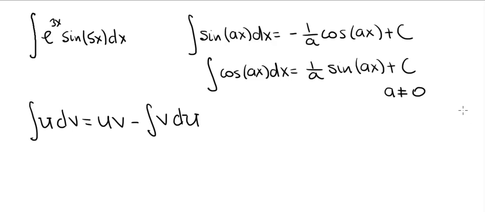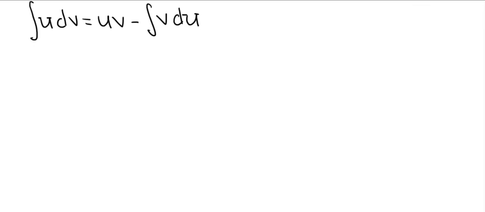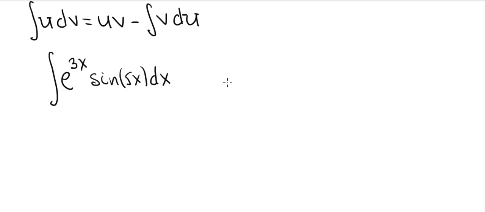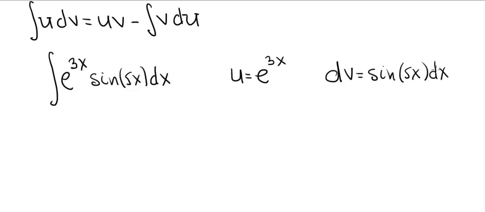So let's go ahead and start by selecting a u and a dv. Our integral, remember, is the integral of e to the 3x times sine 5x. Now the good thing here is that it doesn't matter what you select for your u and what you select for your dv, the problem will be solved either way. So I'm going to select u to be e to the 3x and dv to be sine of 5x dx. I could have done the opposite, picked u to be sine of 5x and dv to be e to the 3x, and this problem would work out exactly the same way.